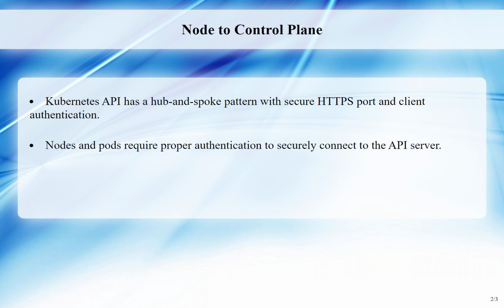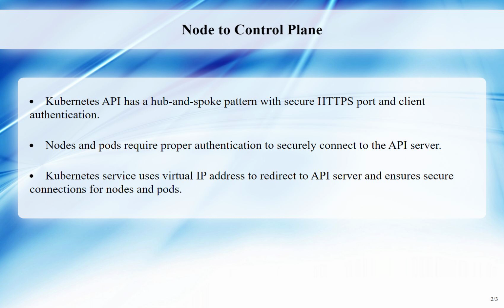Nodes need to be provisioned with the public root certificate for secure connection to the API server with valid client credentials. For pods to connect securely to the API server, they can leverage a service account to automatically inject the public root certificate and a valid bearer token.